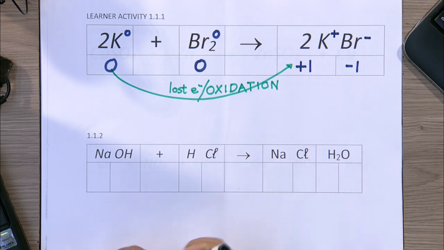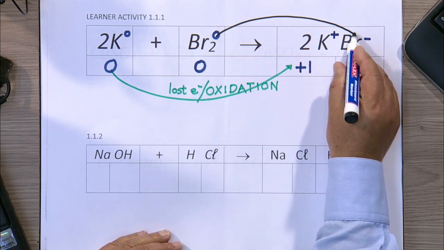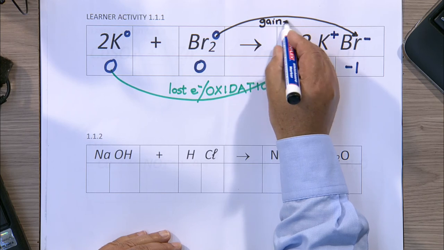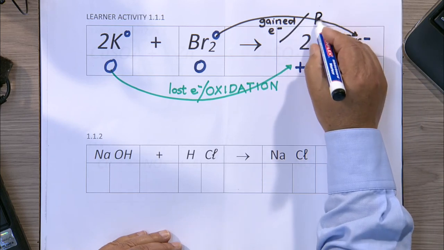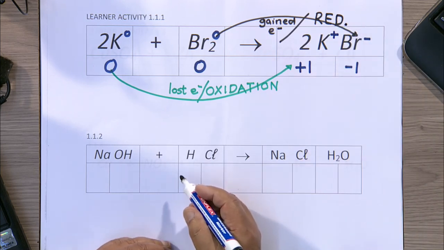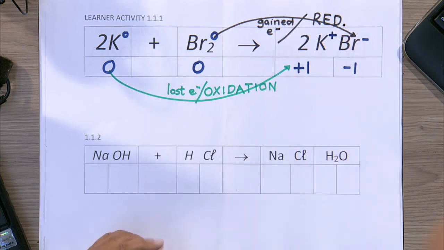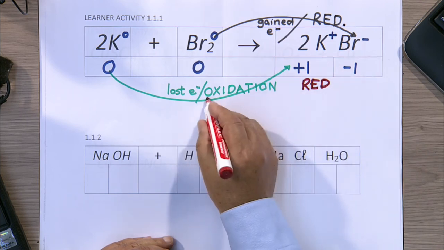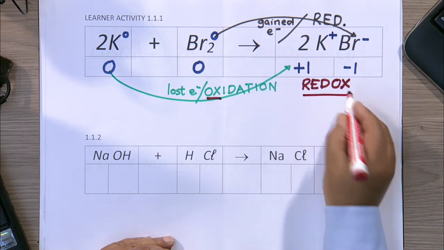So now let me see what happened to bromine. If I look at bromine before, zero, and then later bromine was minus one. So bromine has gained electrons. And another word for gaining electrons is reduction. I'm just going to abbreviate it, reduction. That is what it is. Okay, so that means that this was a redox reaction, because there's the red at the top and here is the ox at the bottom. So this was a redox reaction.